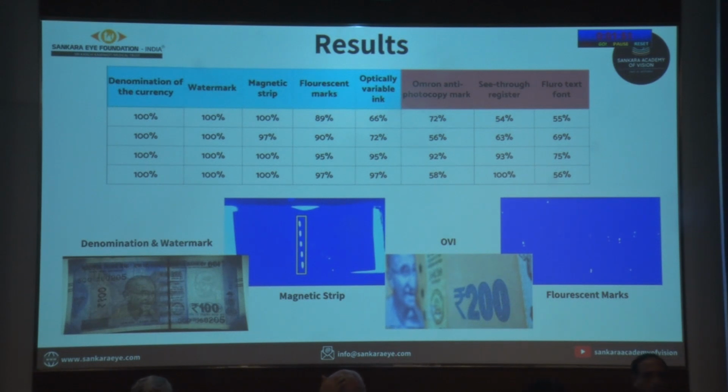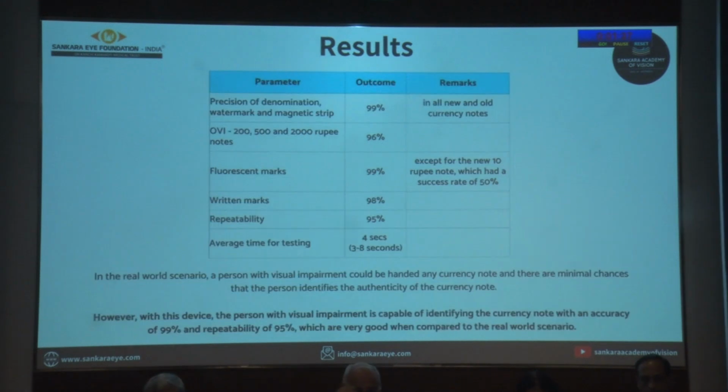We looked at denomination and watermark. We looked at the magnetic strip. We looked at the OVI, which is the optical variable ink, where if you move the note in different directions, you get 2 different colors. And we looked at the random fluorescent marks that are there on the notes. The other 3 properties we thought were not very consistent.